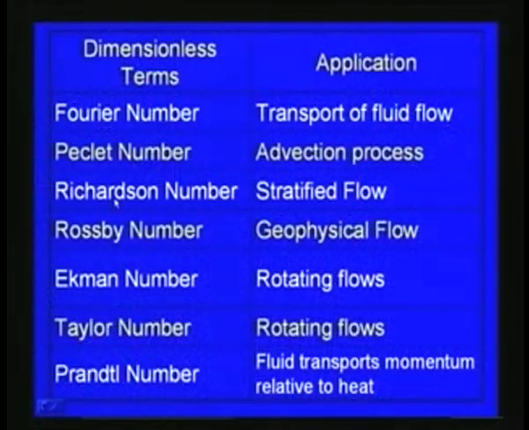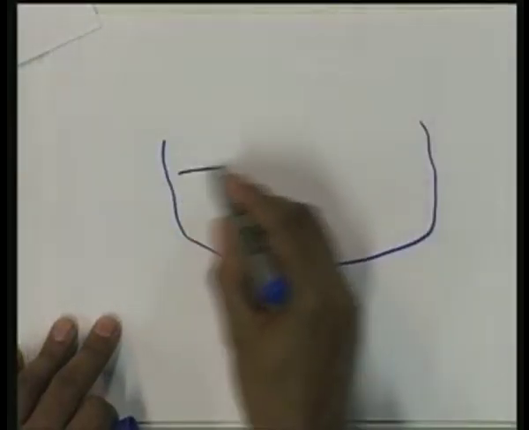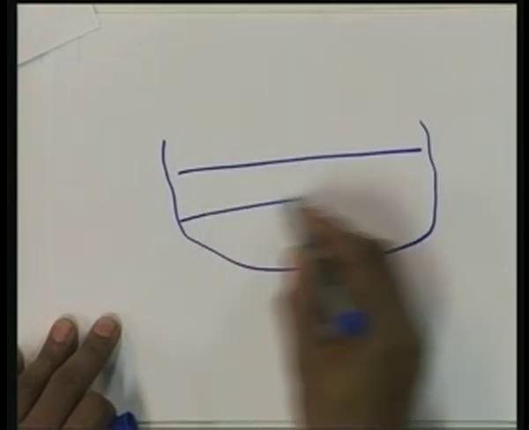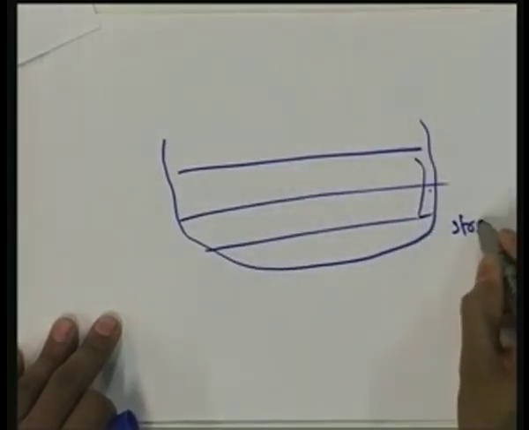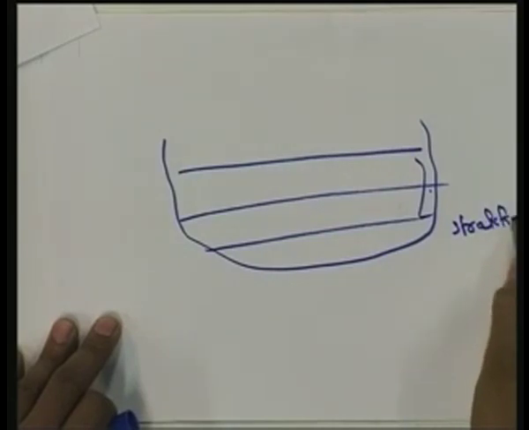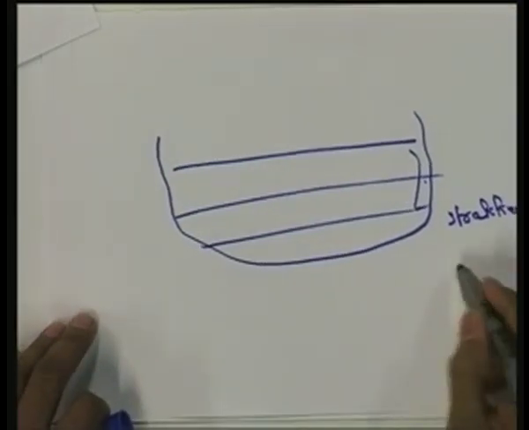Then other numbers, like the Richardson number, we use wherever the flow is stratified, say due to temperature effects. For example, if you consider a fluid flow process in a lake, here we have a lake, and with respect to temperature there can be stratification. So as far as stratified flow is concerned, this Richardson number is very important.